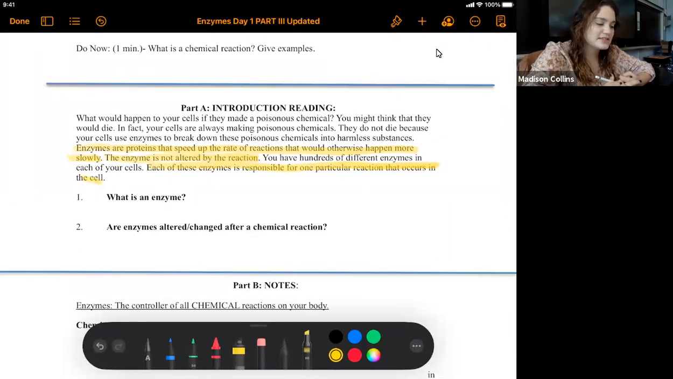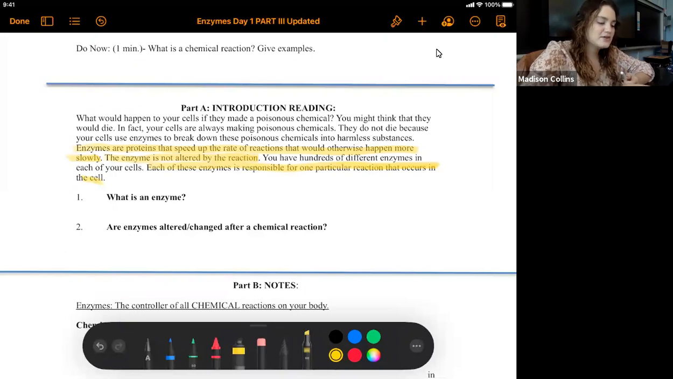Enzymes are proteins that speed up the rate of reactions that would otherwise happen more slowly. The enzyme is not altered by the reaction. You have hundreds of different enzymes in each of your cells, and each of these enzymes is responsible for one particular reaction that occurs in the cell.